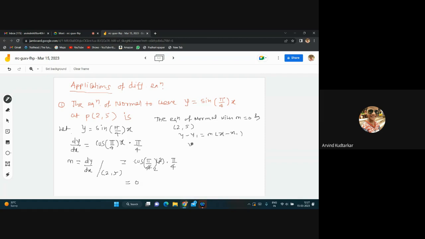So this is the equation of tangent. How will you find the normal? x minus x1 is equal to m times y minus y1. So x minus x1 means x minus 2. And the slope of the normal is 0. So the whole term becomes 0. So x is equal to 2. So the equation of normal is x is 2. Yes. So this will be the correct option.